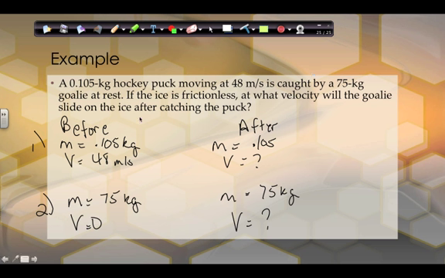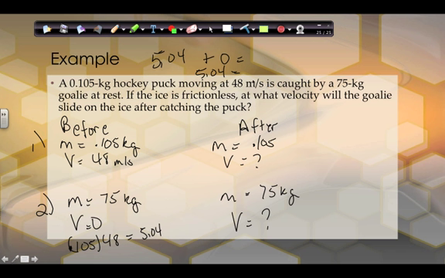All right, so let's find the initial momentum before. The initial momentum of this first object will be m times v, so 0.105 multiplied by 48. Your initial momentum here is 5.04. For the other object, 0 times 75 is just 0. So you add these two together to get your initial momentum. The initial momentum of the puck is 5.04, and the initial momentum of the hockey player is 0. So that's really just 5.04.